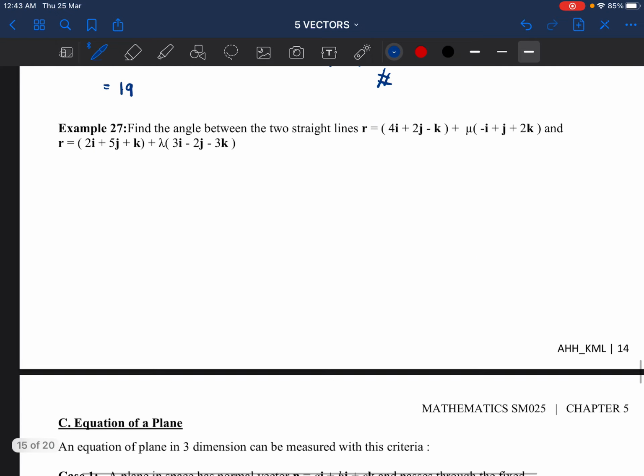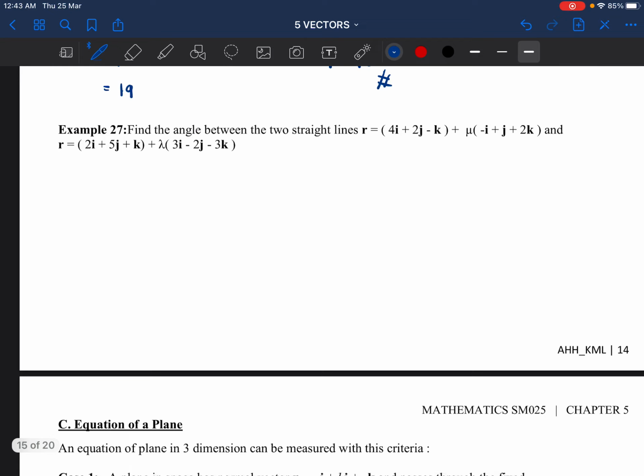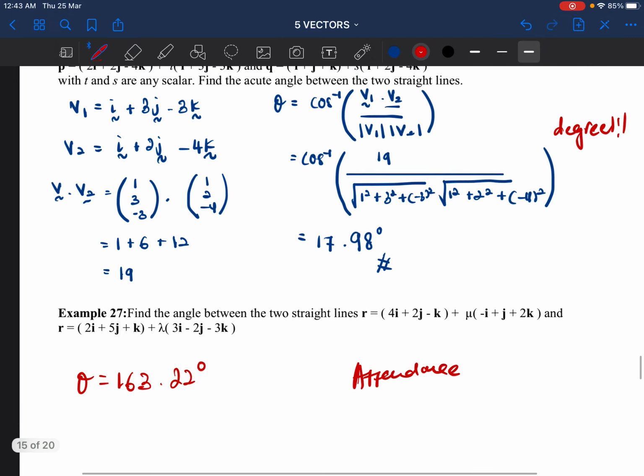Alright, so example 27 is your attendance. This is attendance. So you can take our answer, theta equals 163.22. Okay, so that is all for this video.